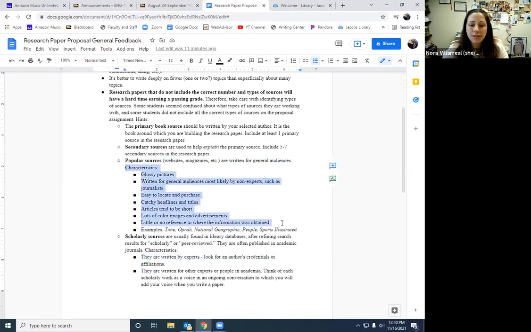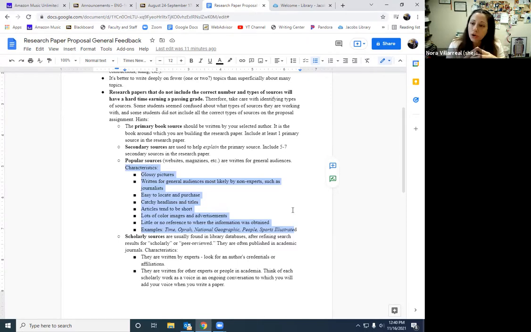Now, popular sources are easy to find and locate. They often contain things like glossy pictures. Again, as I mentioned, they're written for a general audience, often by a non-expert, right? Like a journalist could write an article about pediatric cancer, but that doesn't mean that that journalist is actually an expert about it, right? They're often easy to locate and purchase, unlike scholarly sources, which are usually more difficult to find and to get a hold of.